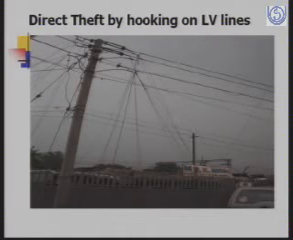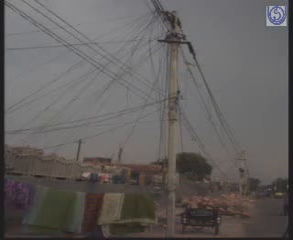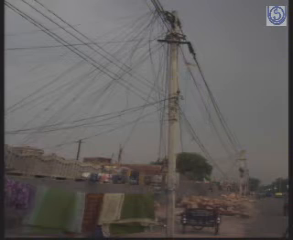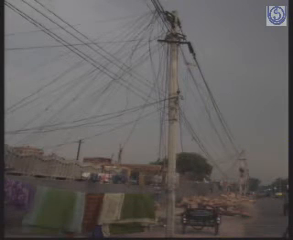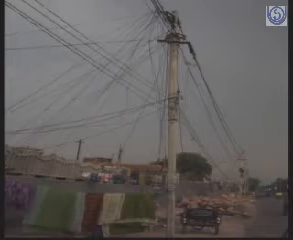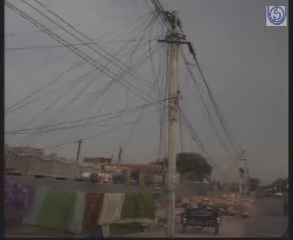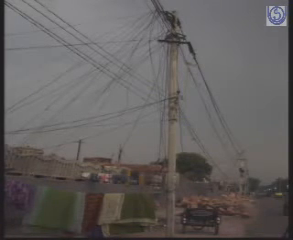This is a photograph which shows how people are hooking LT lines in our system. There is another photograph here which clearly shows the jumbling of lines and hooking and losses caused to the utility, which is a very serious menace in the low voltage distribution line. The voltage at the consumer end is very low, and it is causing a lot of commercial losses as well as high technical losses to the power utility.